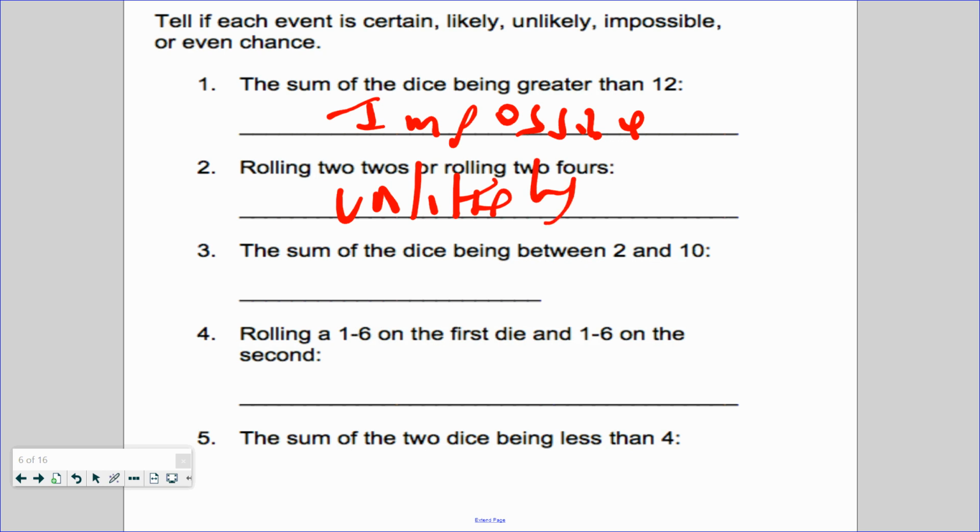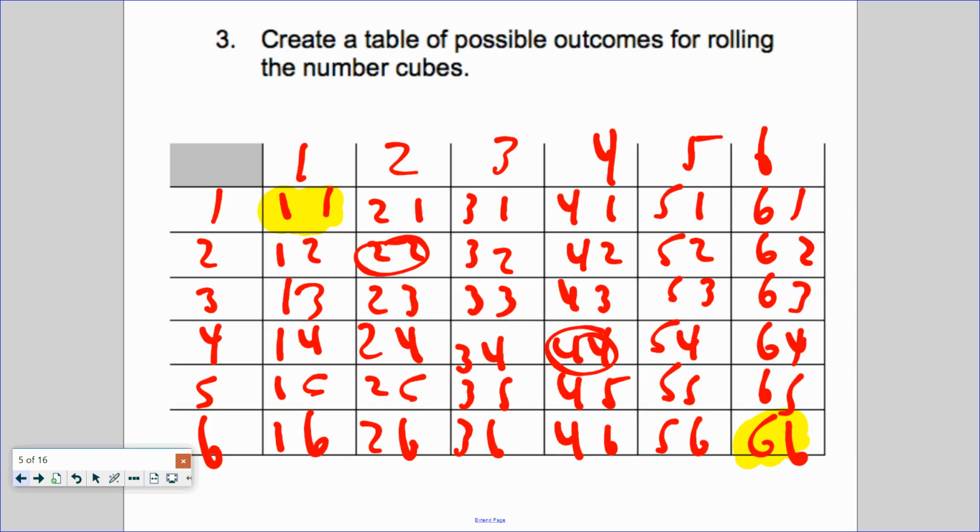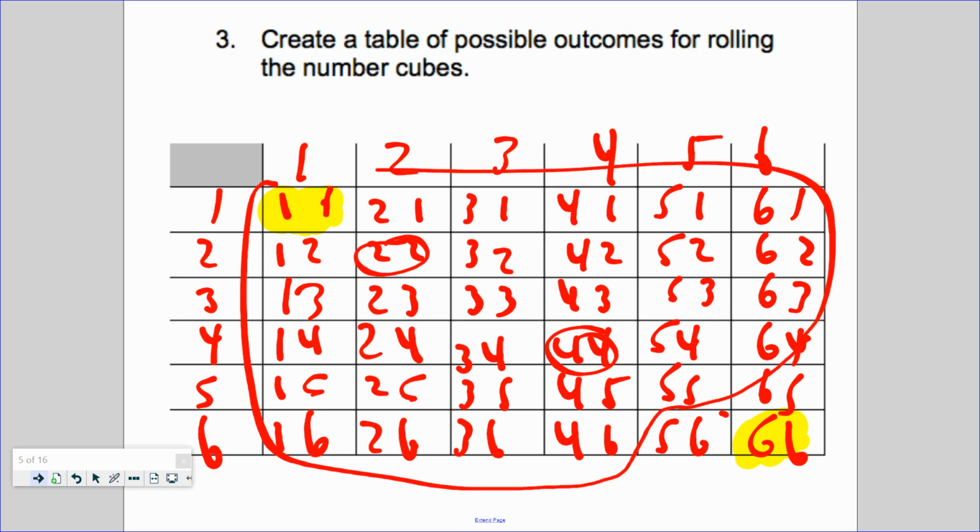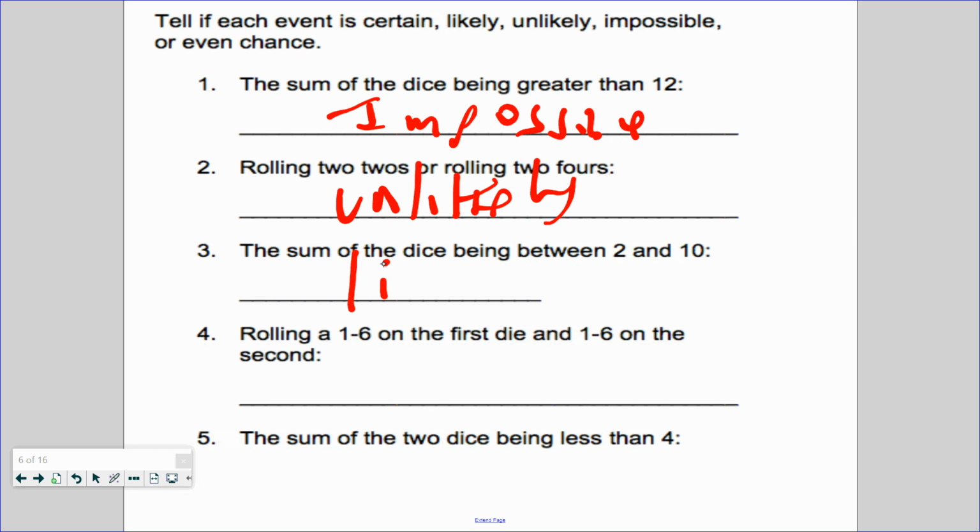The sum of the dice being between 2 and 10. That's 1 plus 1 is 2, and it's all here. So it's all of this. So that is highly likely of that happening. Rolling a 1 to 6 on the first die and 1 to 6 on the second die. That is certain that's going to happen.